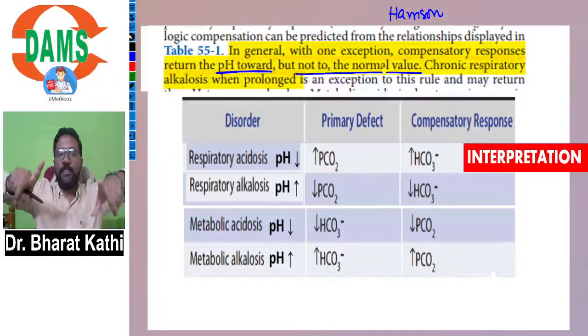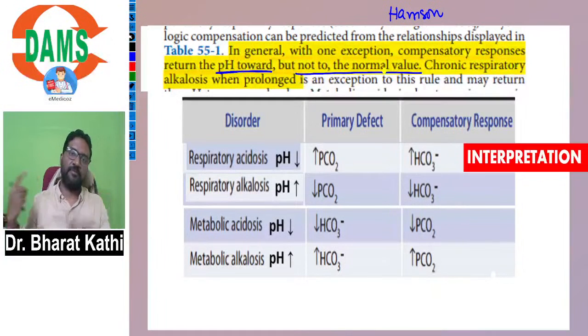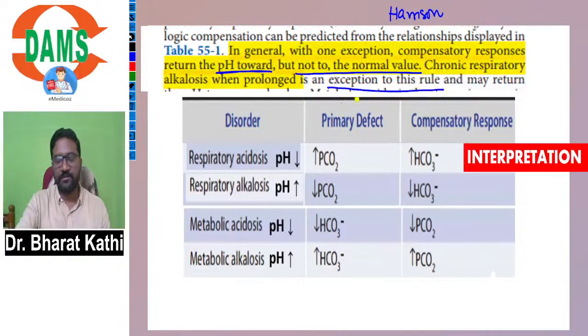So only your body's response will bring the pH to near normal. It cannot completely normalize. Only when there is chronic respiratory alkalosis, when it is prolonged, it is the only exception to this rule. So just by seeing normal pH, don't call it as compensatory phenomena generally. You have to see given and expected.